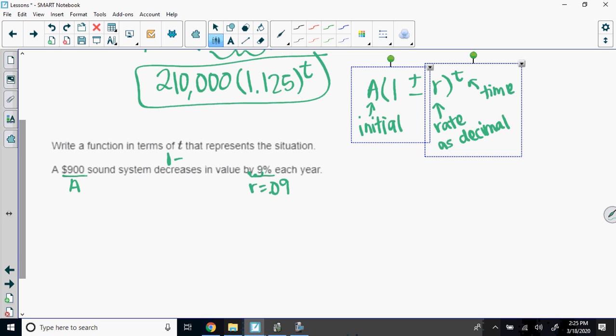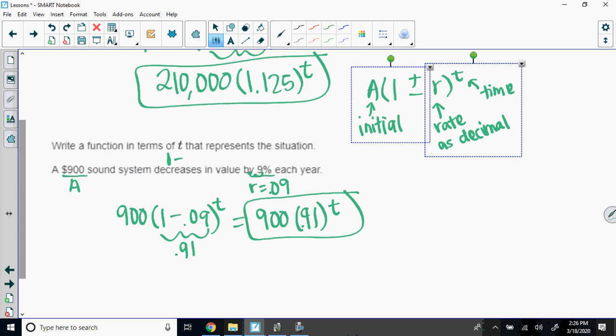So we have our initial amount times 1 minus our rate to the t power. This simplifies to 0.91. It's 900 times 0.91 to the t power. Okay? You should begin to work on that homework now.